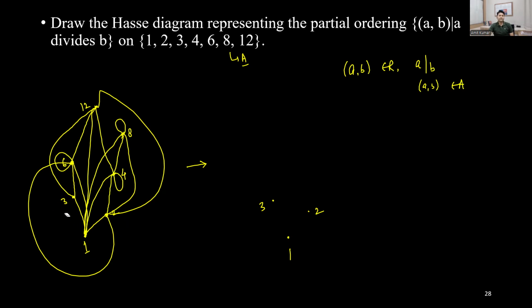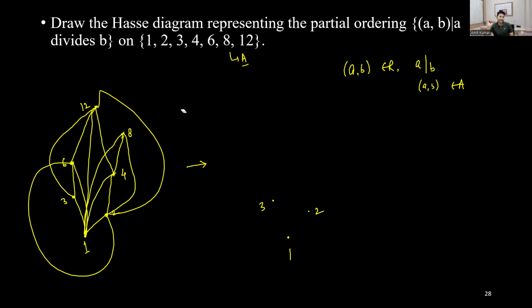3 should not be there. 4 should not be there. 6 should not be there. 8 should not be there. 12 should be there, but when I remove it, it will be removed. So this is step number two. All the reflexive edges are removed.